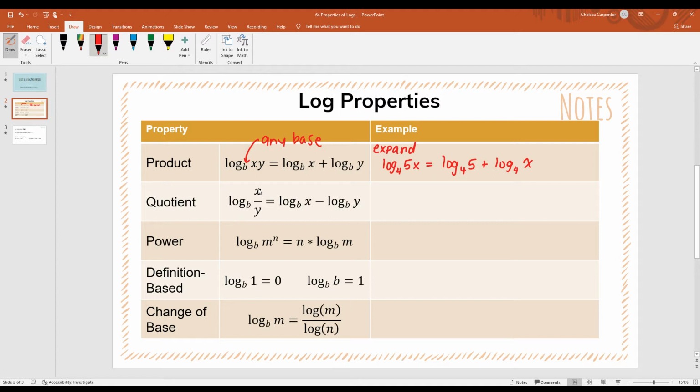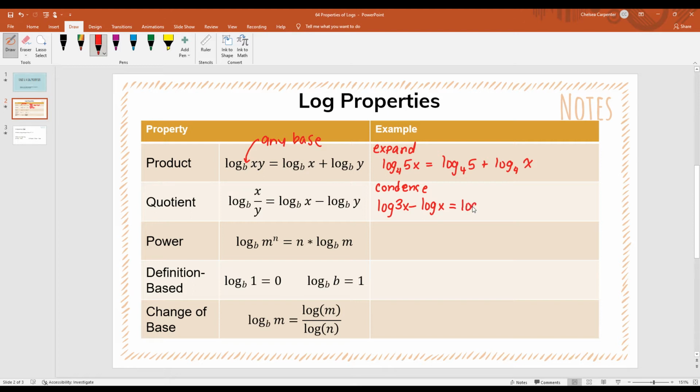Similarly, the quotient property says that if we have two things that are divided inside of a log, we can split it up into a subtraction problem. So this time I'm going to go the other way. Let's condense something that's already split up. So I've got, let's say, log base 10 of 3x. I don't have to write the 10. It can be assumed because that's our common log. Minus log of x.